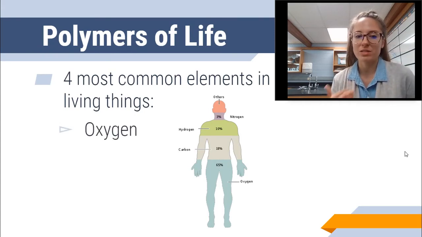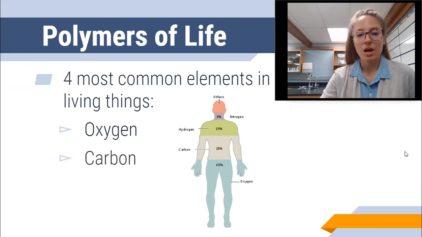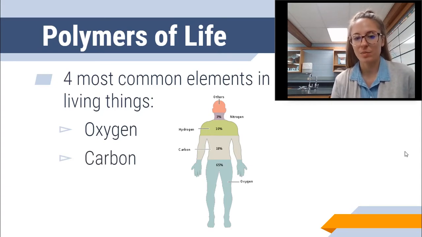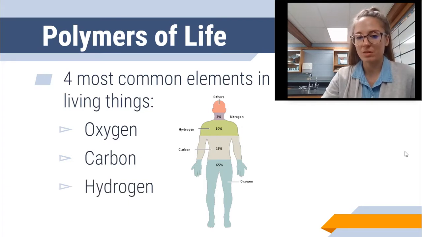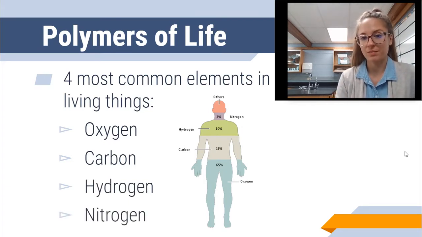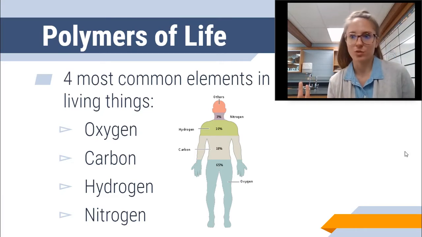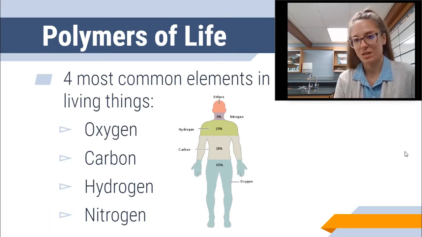Oxygen makes up about 65% of our bodies. So it is the most important. Carbon is the next, makes up about 18% of our body. Hydrogen makes up about 10%, and nitrogen makes up about 3%. The rest of the 100% is made up of other elements, but these four are the most common.